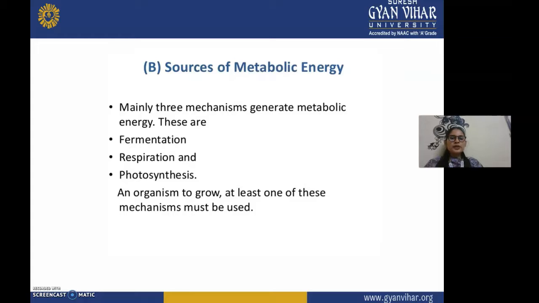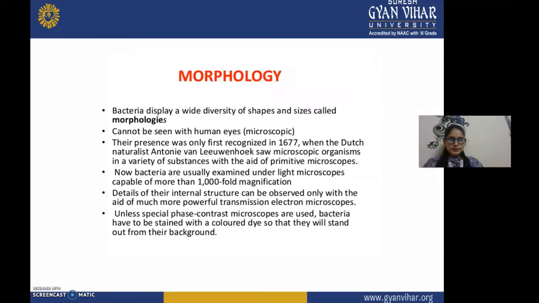Now, when we talk about the source of metabolic energy, mainly three mechanisms generate metabolic energy. These are fermentation, respiration, and photosynthesis. So for an organism to grow, at least one of these mechanisms must be used.